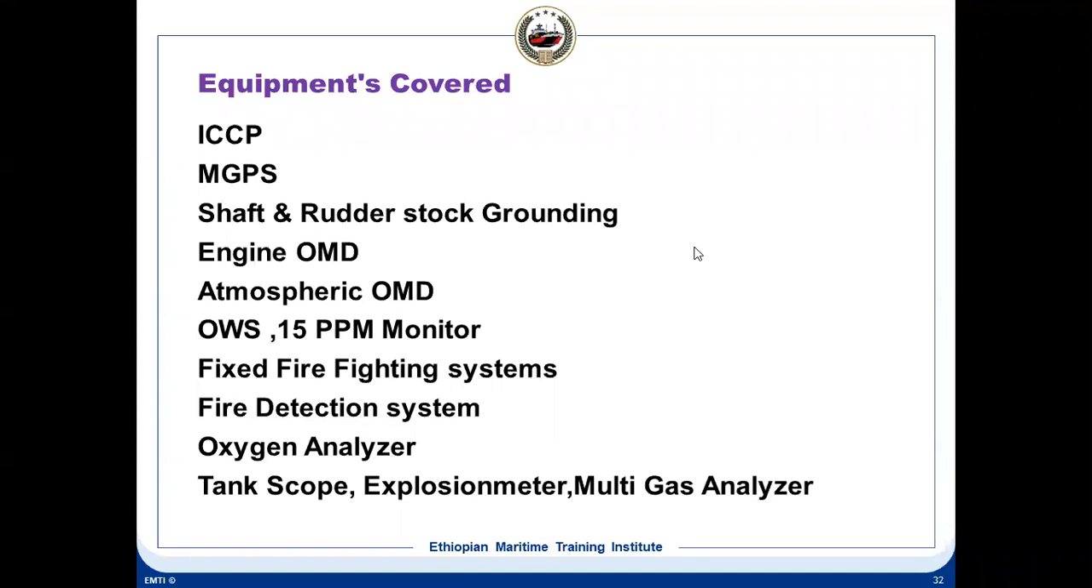Normally, whenever the SIRE inspector comes, they will ask you to test both the engine OMD and the atmospheric OMD. So you must have the test kit for this. For the engine OMD as well as the atmospheric OMD, there is a test spray can. You can spray it and test the alarm. It will show you the concentration also, because the concentration should match what the test spray specifies, the concentration that should be shown by the oil mist detector.